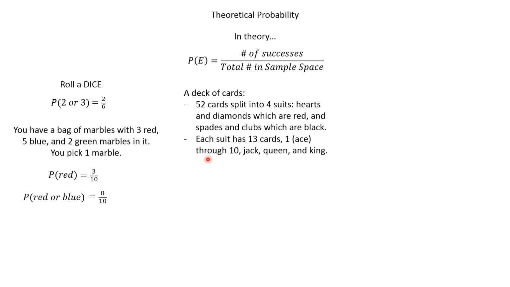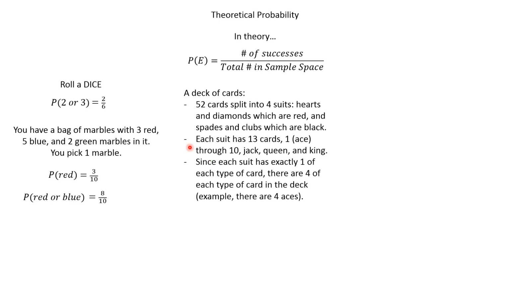Each suit has 13 cards, a 1 through 10. 1 is also known as an ace, and then a jack, queen, and king. The jack, queen, and king are known as face cards because they have a face on the card, whereas the rest of them have numbers. So if you're looking for what's the probability of a face card, there's 3 out of 13.